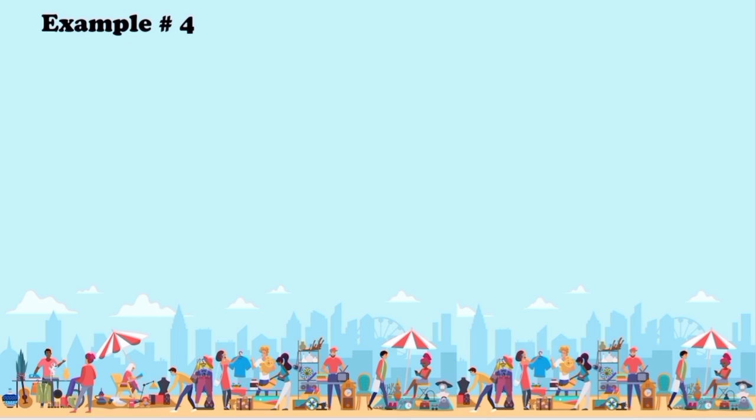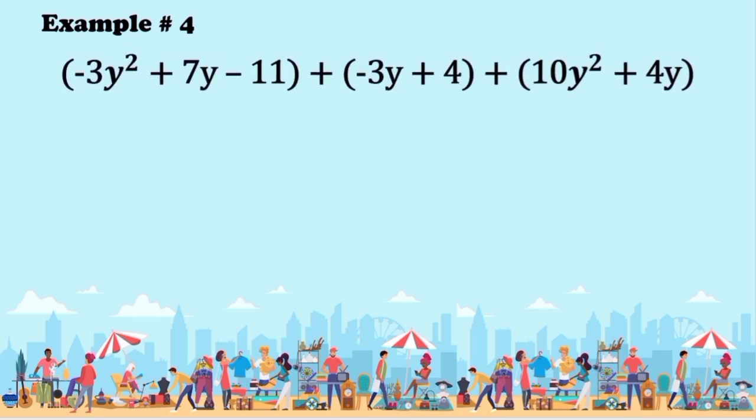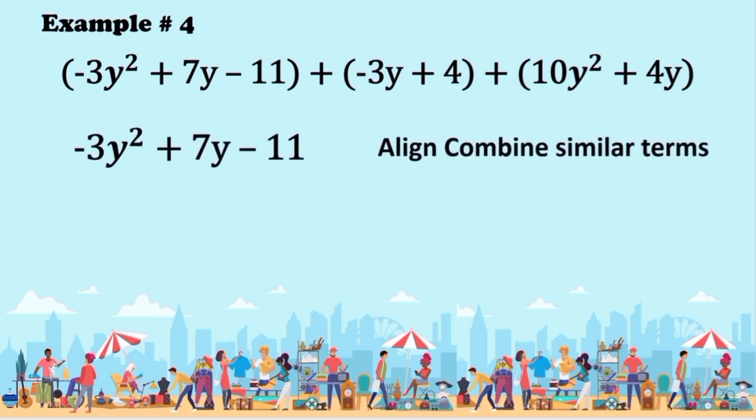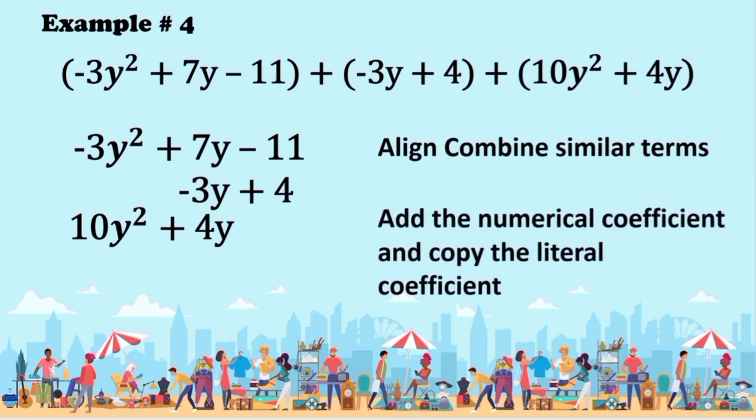Example number 4. Negative 3y squared plus 7y minus 11, added by negative 3y plus 4, added by 10y squared plus 4y. Again, align and combine similar terms. Make sure to align similar terms. Then, add the numerical coefficient and copy the literal coefficient.